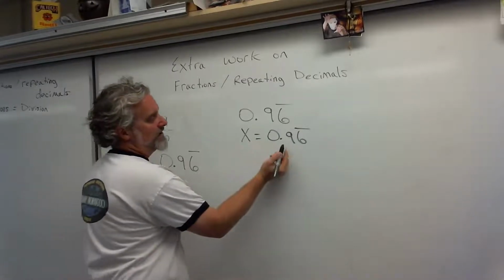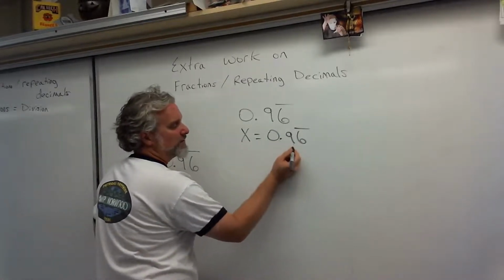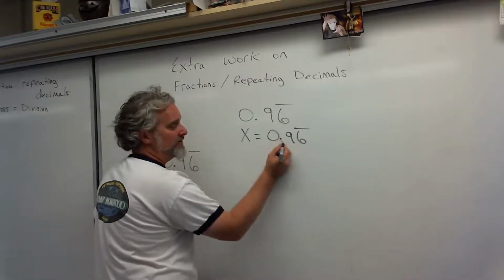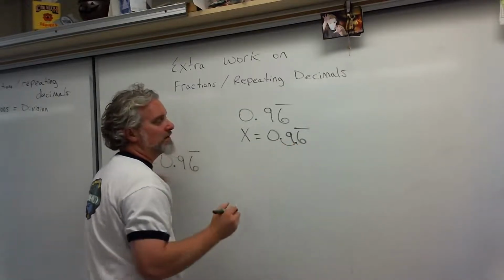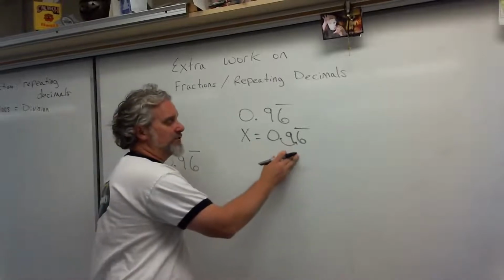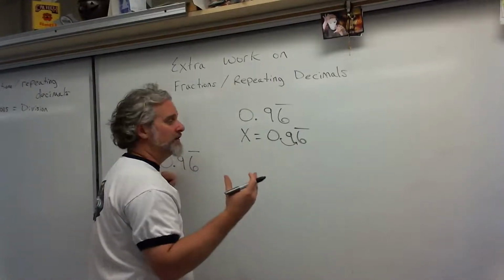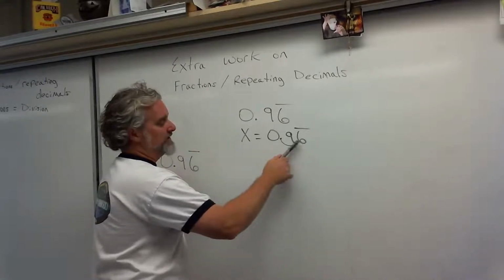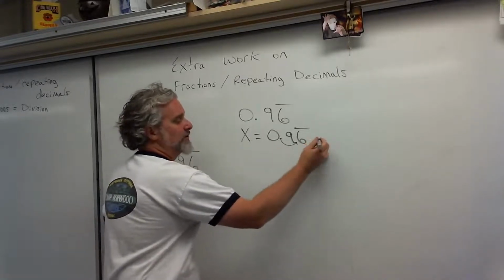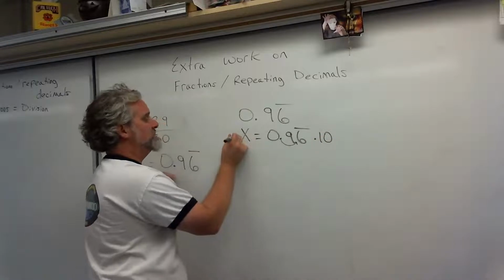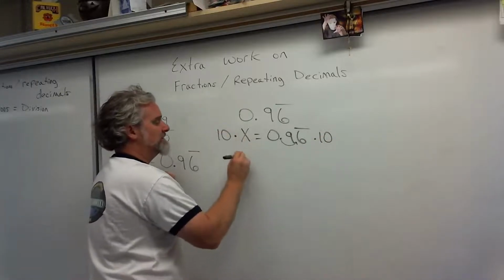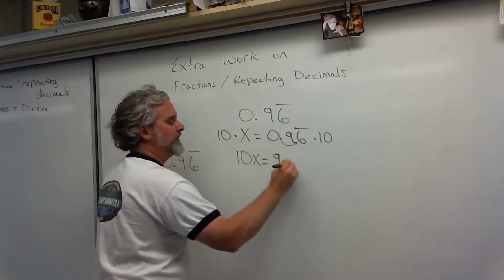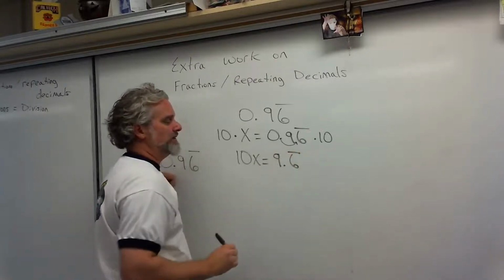Now I want to move this decimal point right before the repeating portion begins within this decimal. So I just need to come right over here, one spot. To move the decimal point one spot to the right, we multiply by 10. Another way to do that, we'll talk about when we're dealing with this. So let's multiply both sides by 10. 10x equals 9.6 repeating.